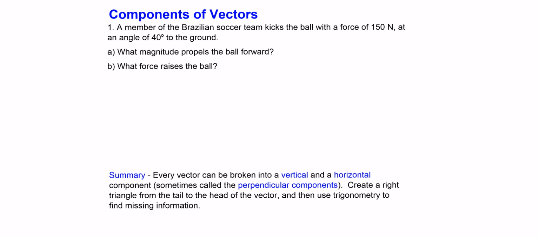So, a member of the Brazilian soccer team kicks a ball with a force of 150 newtons at an angle of 40 degrees to the ground. So here's what we're going to do. We're going to create that angle. So this is our 150 newtons, right? We said that the angle it hits the ground with is going to be 40 degrees.